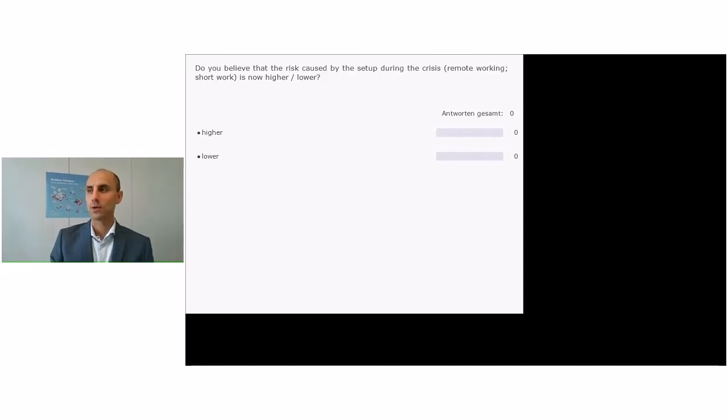So now you have to act exactly as before. You have to click on the right answer, on your suggestion, which is based on your knowledge.